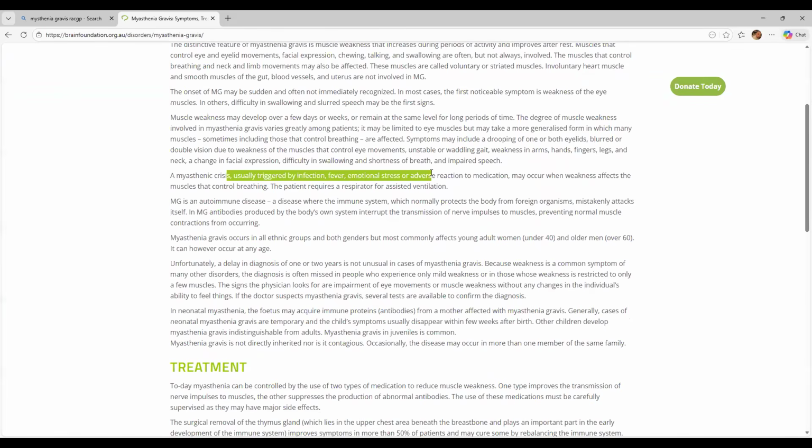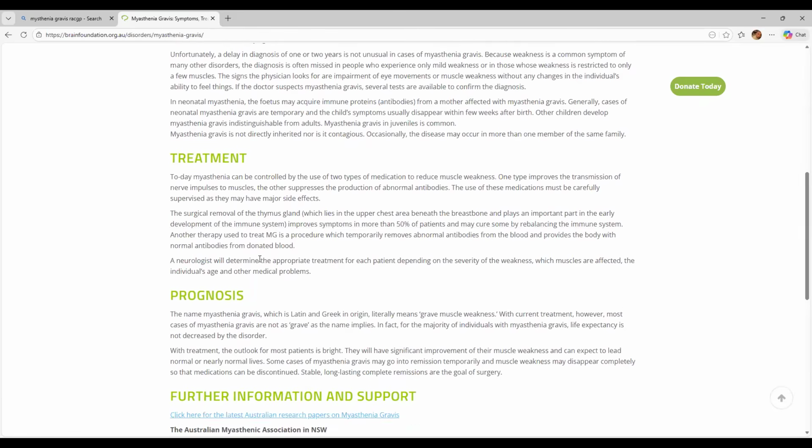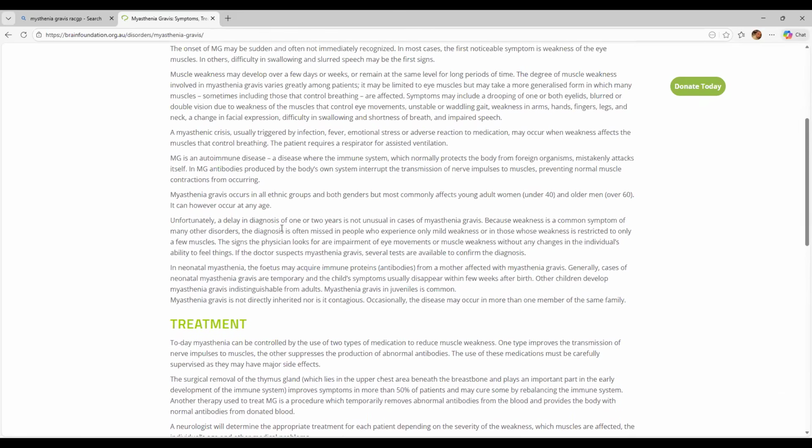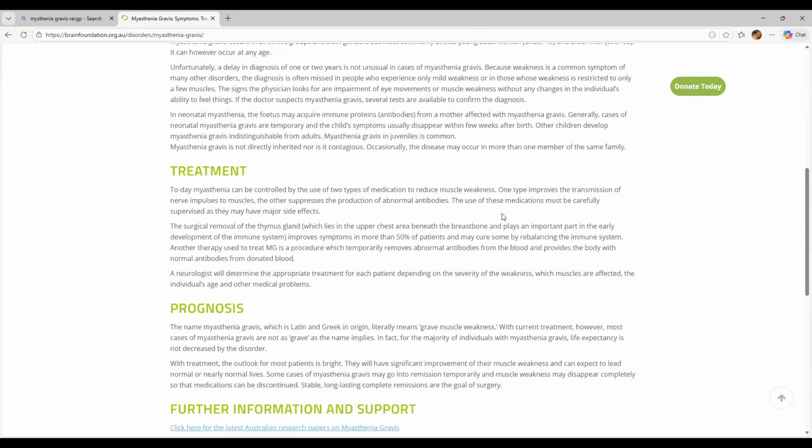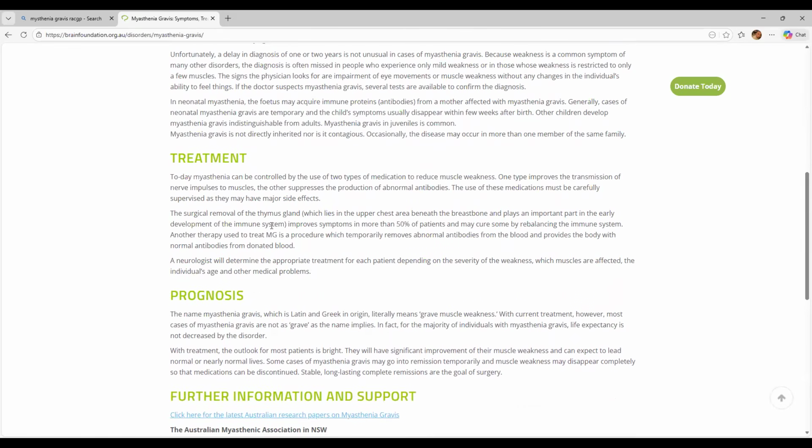Myasthenia crisis may be triggered by infection, fever, emotional stress, or adverse reaction to a medication. It's an autoimmune disease where the antibodies are formed against the body's transmission of impulse system across the muscles. How do you diagnose it? You do serology for the antibodies against those muscle synapses.